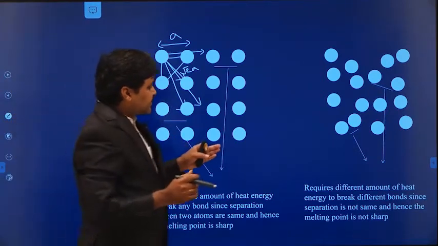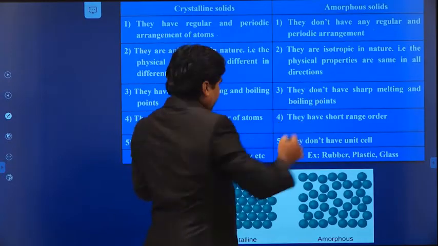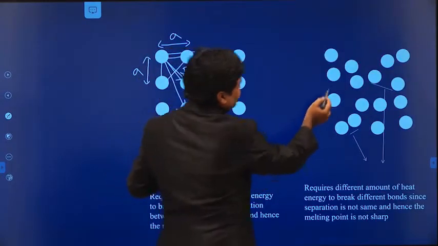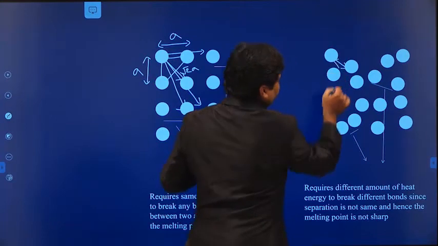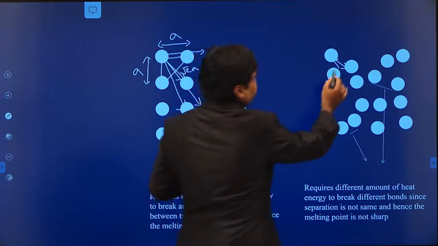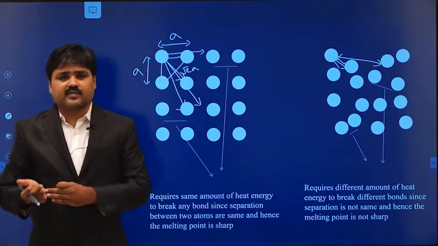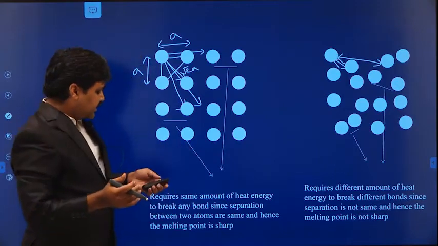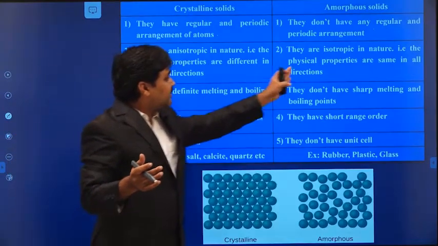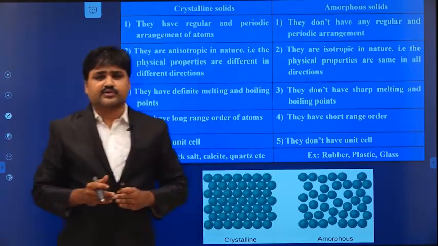Okay, so next, coming to the amorphous solids. On an average, the separation between the two atoms is the same, because there will be an irregular arrangement of the atoms. So all the properties in all the directions are, on an average, the same, because there will be no regular and periodic arrangement. So in case of amorphous solids, the physical properties are the same in all directions. So this property is called isotropic in nature.